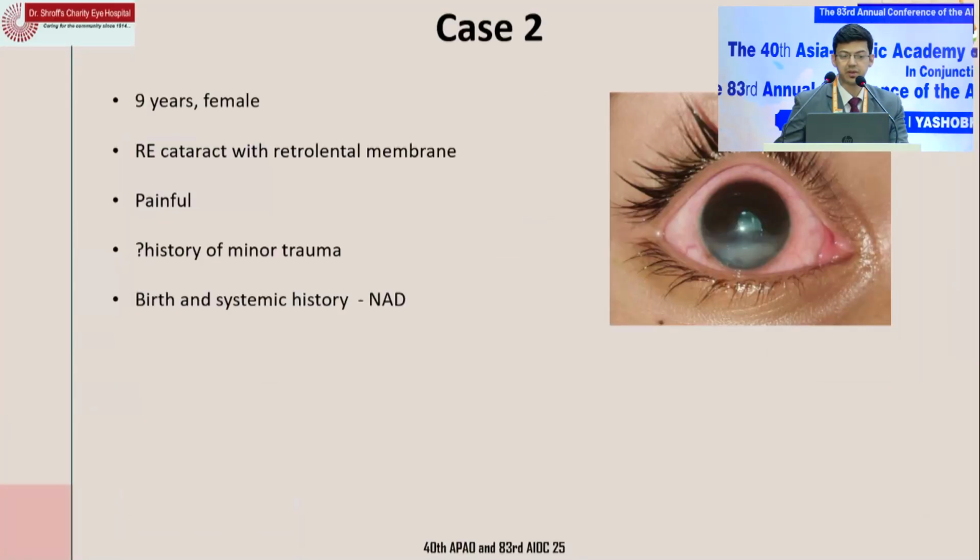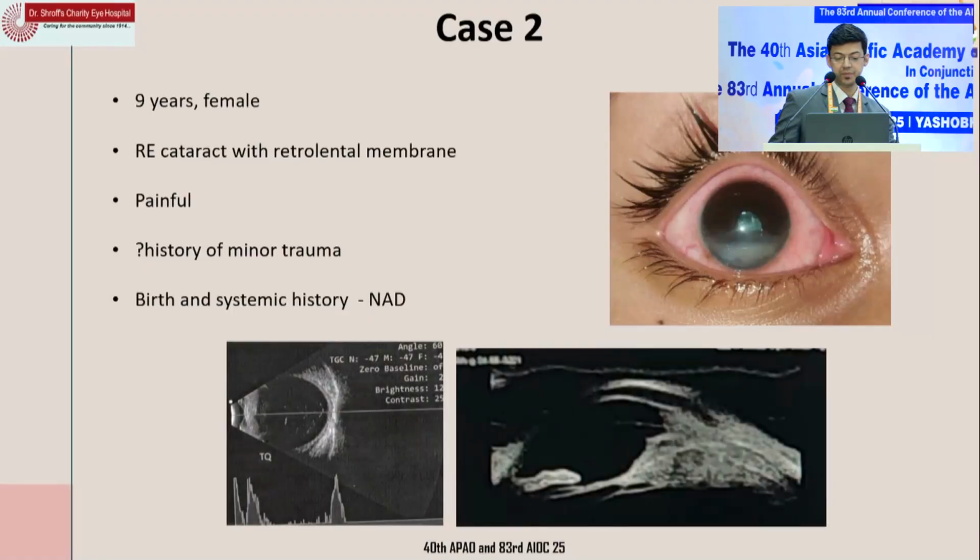This is another interesting case of a 9-year-old female who presented with right eye cataract with a retrolental membrane, which was painful, and there was a dubious history of trauma. There was no other important relevant history. And when B scan was performed, the B scan was normal, but if you look at the ultrasound biomicroscopy, you can see infiltration of the iris and the ciliary body and a mass lesion sitting there.